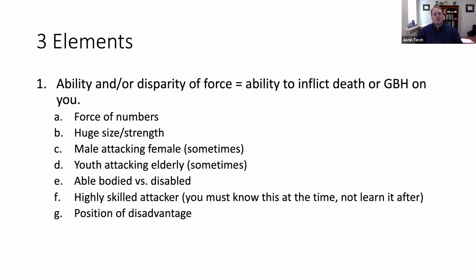So the first is the ability or disparity of force. So the question is, does your assailant have the ability to kill you or cause you great bodily harm? Okay. And the ability might be the weapons they have, the distance they are, things like that. But disparity of force is another part of that. And disparity of force would be things like force in numbers or huge size and strength, a male attacking a female.